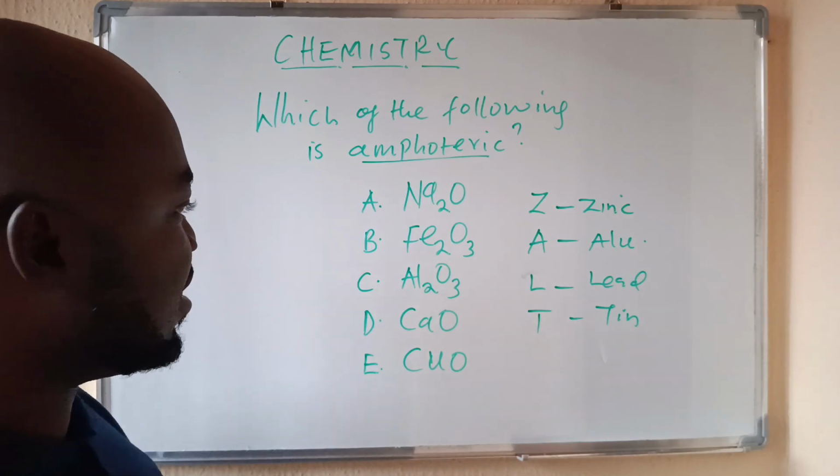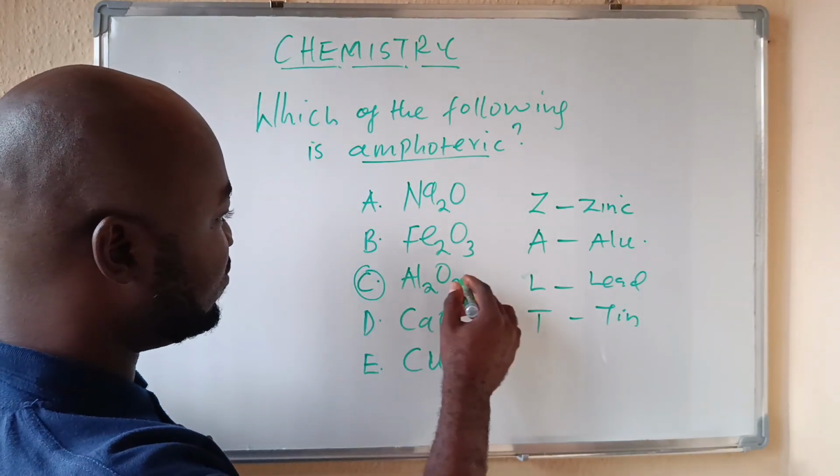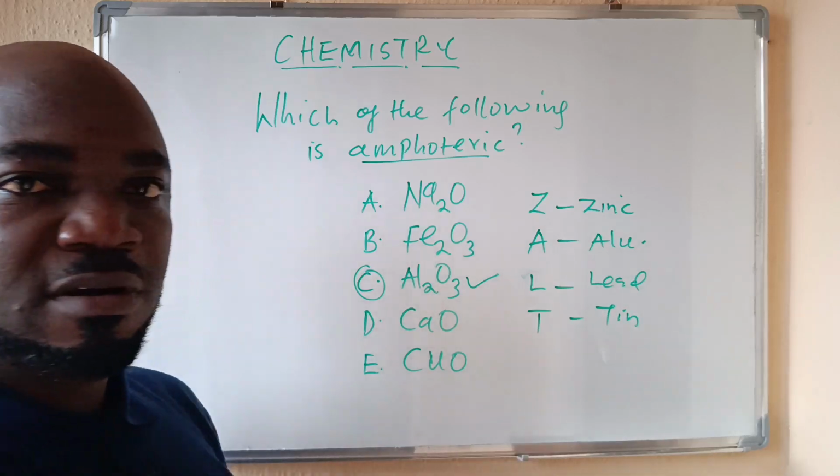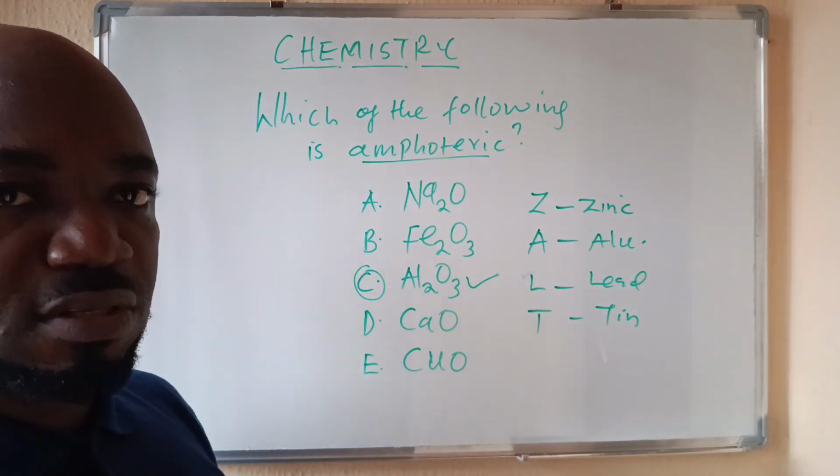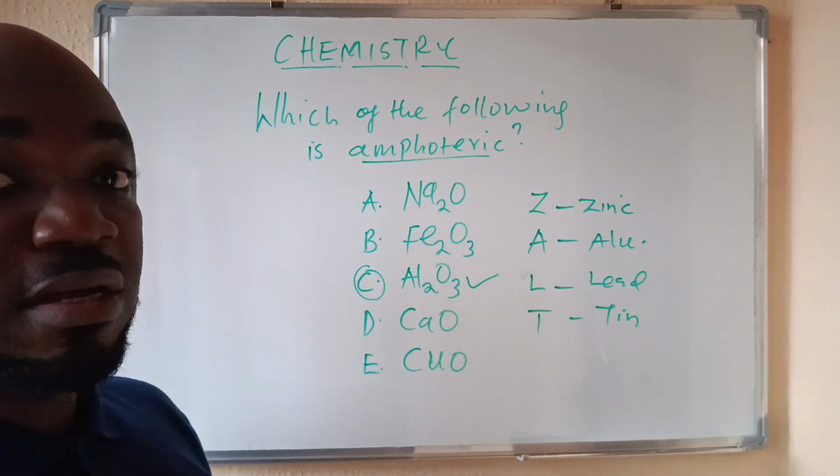So if you look at this, now you can see that the correct answer is C, which is aluminum, which is part of my mnemonics I call SALT. So please learn this, develop mnemonics for yourself. It will help you to remember concepts as fast as possible.